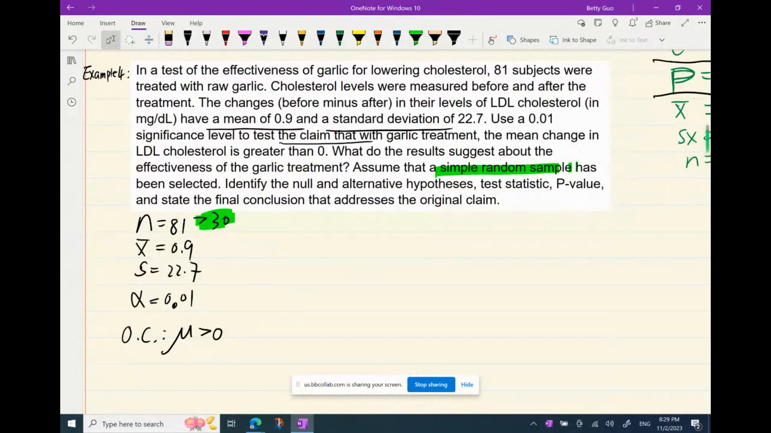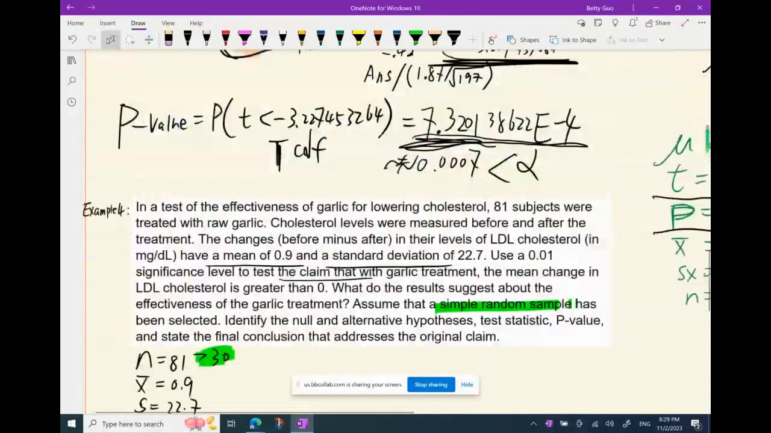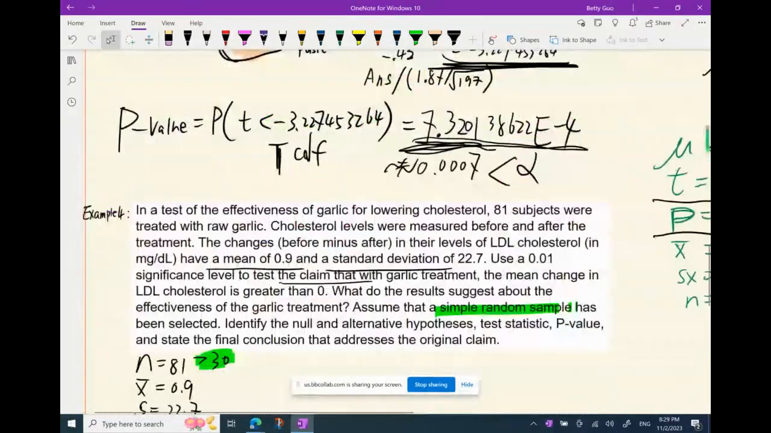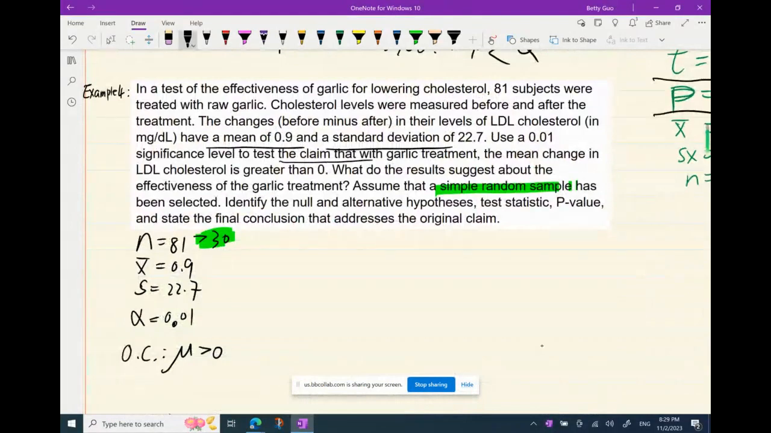Okay. So we are not going to go over the whole process. We are just going to use the technology, the t-test, for this question.